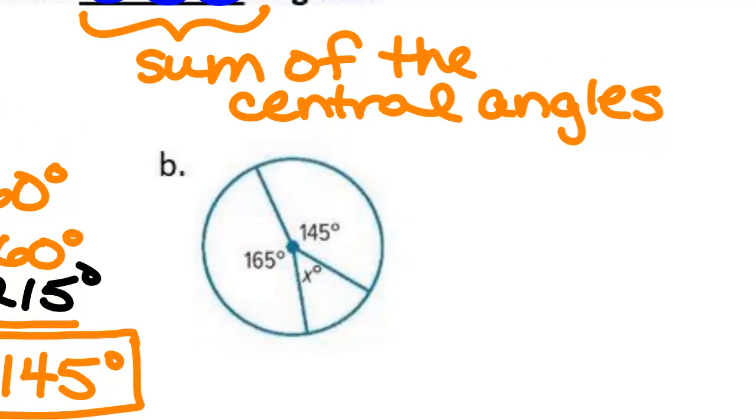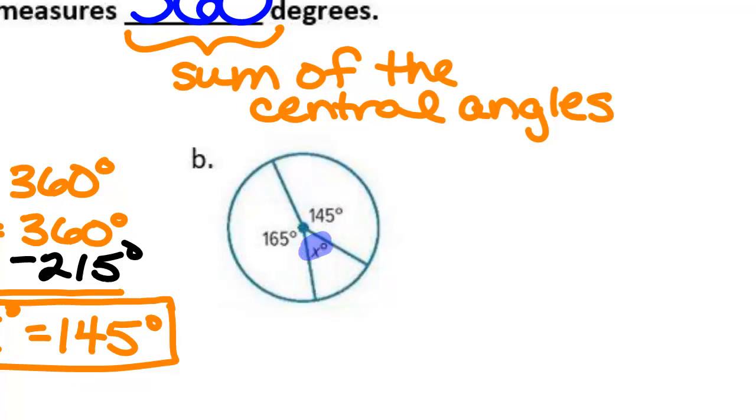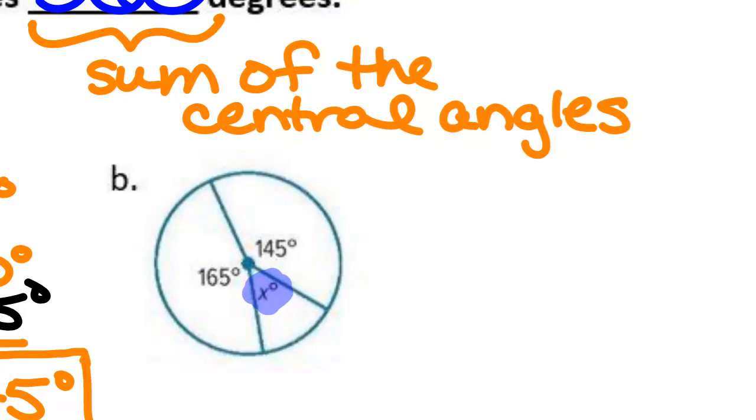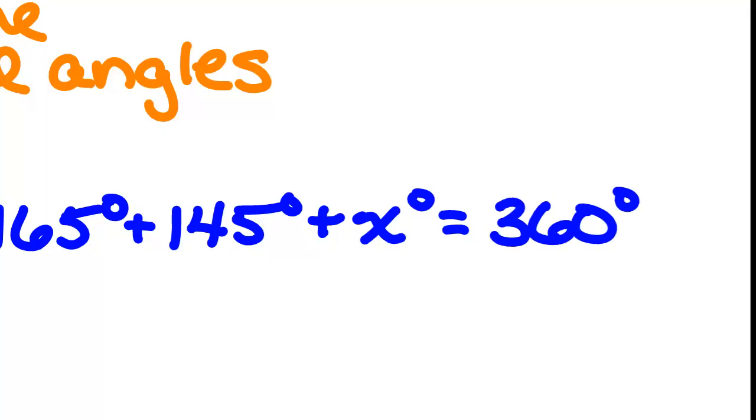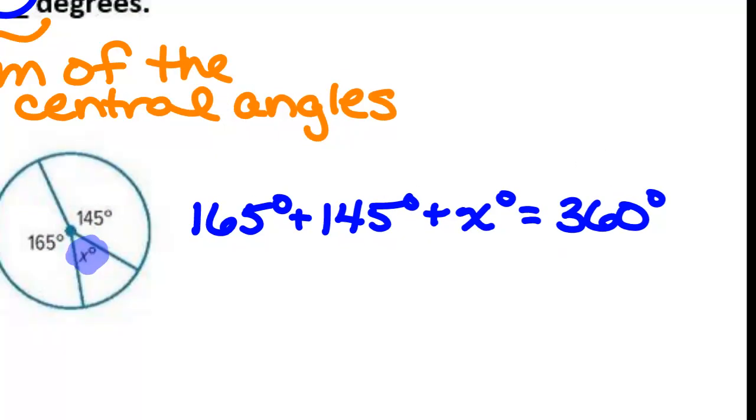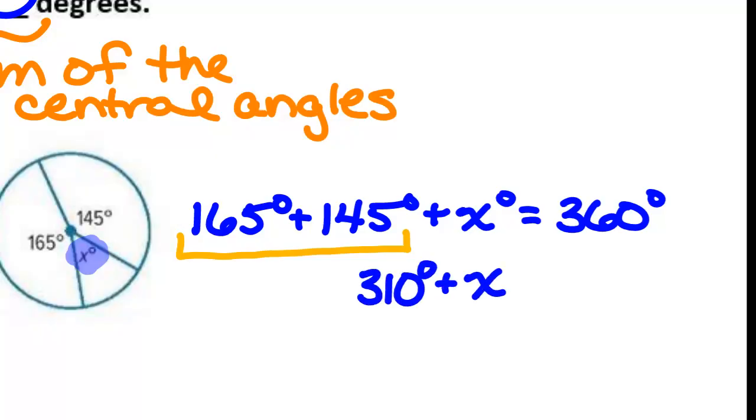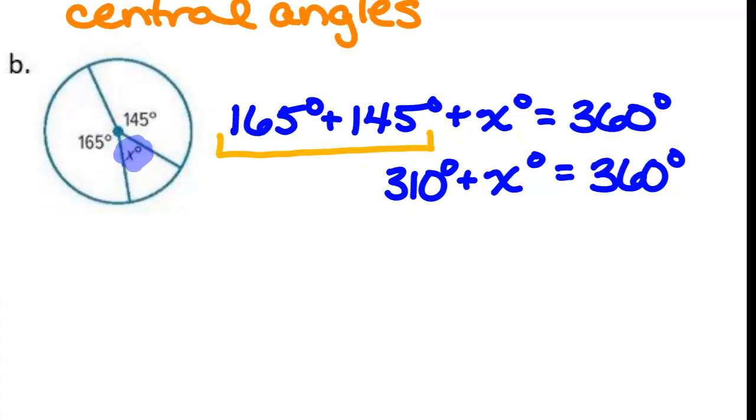Let's try that with part B now. X is right here. So we're going to add those three central angles together. We have 165 plus 145 plus X, and we set that equal to 360. So now we combine our like terms, 165 and 145, 310 plus X degrees equals 360 degrees. So how big is X? 50 degrees.